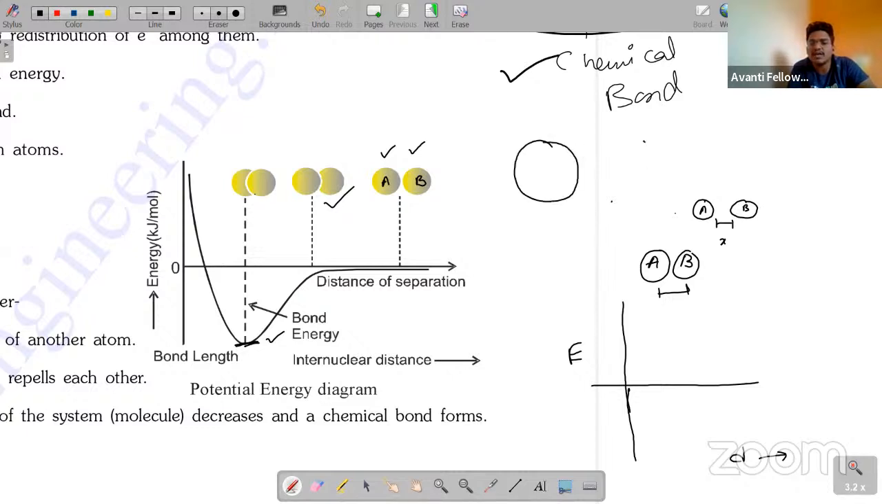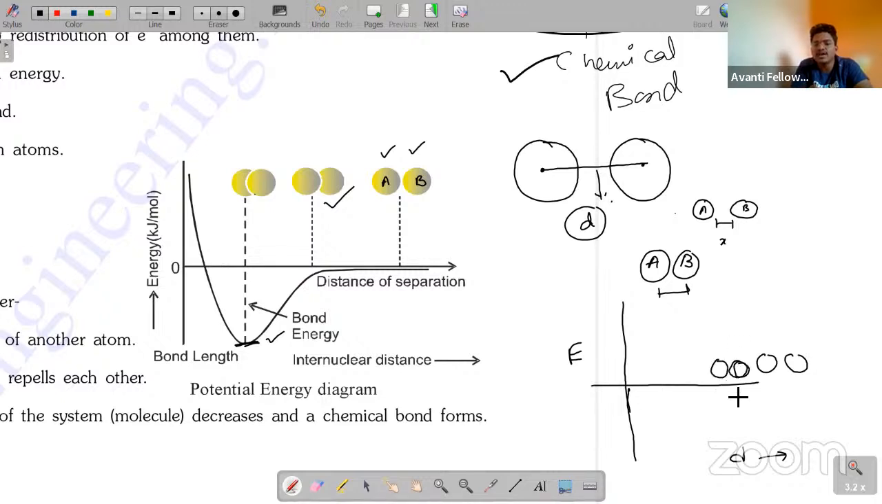What is the meaning of internuclear distance? This is atom A and this is atom B. The distance between the two nuclei is called internuclear distance. In the earlier stage, when we are trying to bring them together, the distance between them is more. As I bring them nearer, at a certain time the energy stays constant.